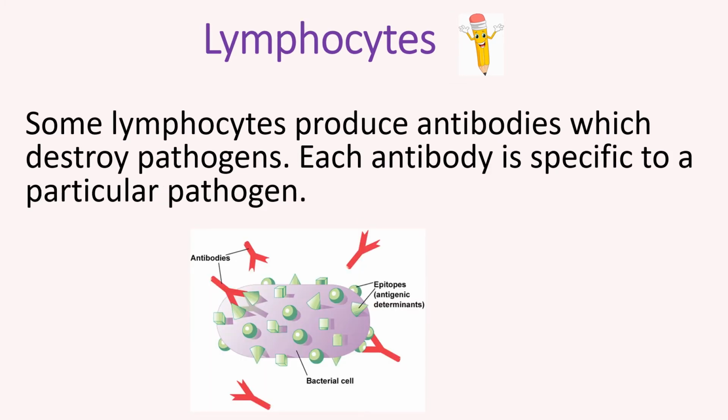The other white blood cell that you need to know about is a lymphocyte. So lymphocytes produce antibodies, which are Y-shaped proteins, which destroy pathogens. So each antibody is specific to a particular pathogen. So here is your lymphocyte down here, and it produces these antibodies, which are all specific to particular pathogens.